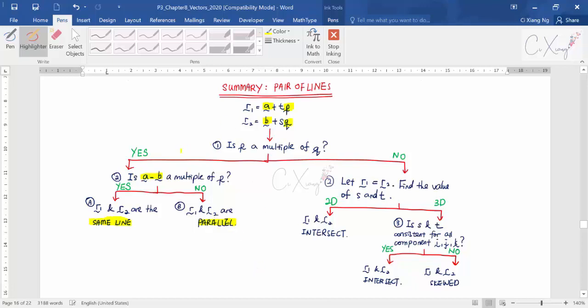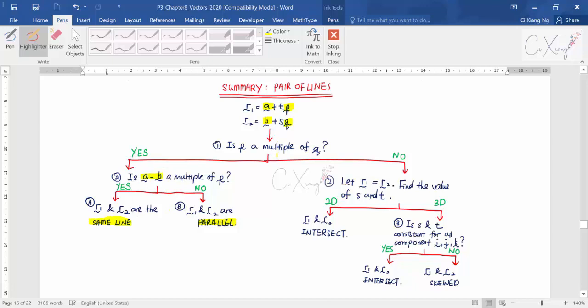Okay, so these are the criteria that we go through. First of all, you check whether the direction of the line P is a multiple of Q or not. The second criteria is you take the passing point minus the other passing point and check whether it is a multiple of P. If yes, then same line; if no, then parallel. All these criteria can appear in both 2 and 3 dimensional.